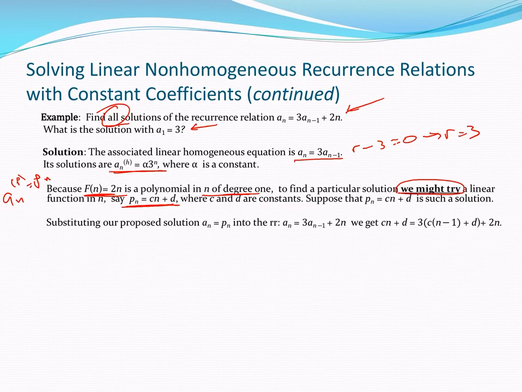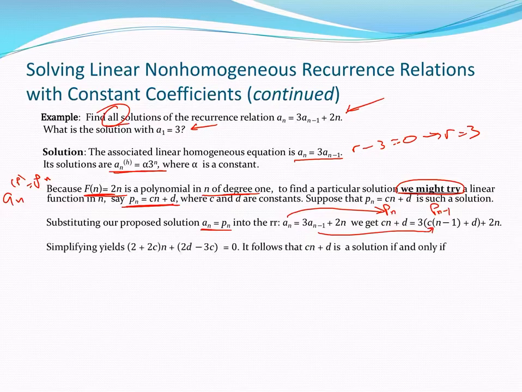All right, we're going to substitute PN in for AN in our recurrence relation. So AN becomes PN, and this is P at n minus 1. And then we have Cn plus D equals 3 times C(n minus 1) plus D, plus 2n. And now we want to bring everything over to one side of the equal sign and then pull all the factors of n together and all the constants together. That's what we have here.